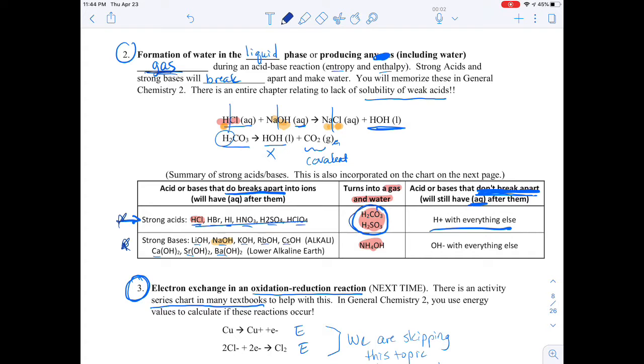I also mentioned that this will turn into a gas and this will turn into a gas, and it turns into gas and water. This one is CO2 and water. This is SO2 and water. This is NH3 and water.